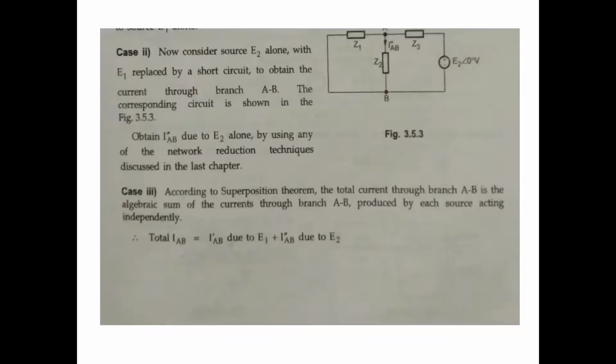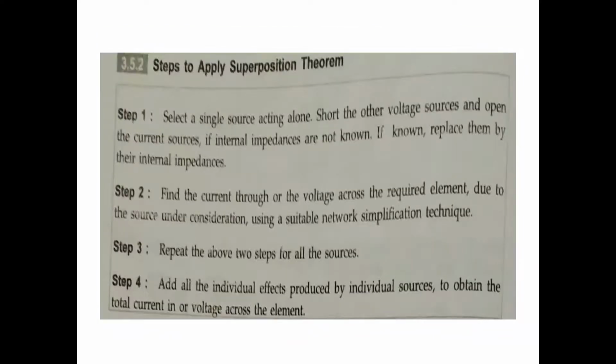Case number 3. Why case number 3? Because the total current is the sum of the sources, these sources acting independently. The first current is I dash AB, the second current is I double dash AB. It is the sum: I dash AB due to the I1 E1 source, I double dash AB due to E2, the sum of two currents. What are the steps of the superposition theorem?